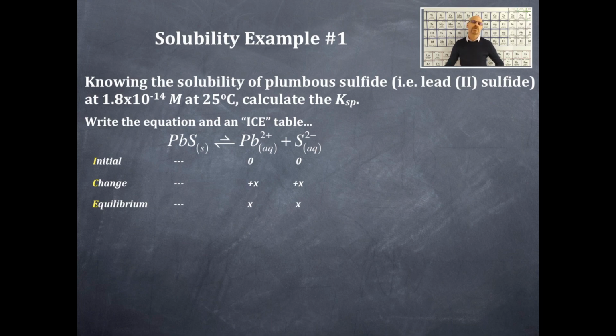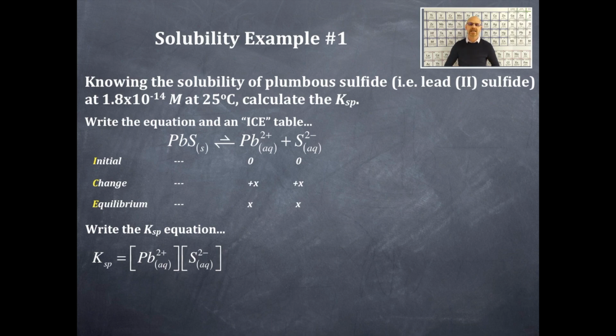So now what we need to do is write the Ksp expression for this. That is products over reactants with the stoichiometric coefficients as exponents. Solids are not included. So I got Ksp is equal to lead 2+ in brackets times sulfide 2- in brackets. They're both aqueous. They both have exponents of 1. Okay, everything good so far, hopefully for you.